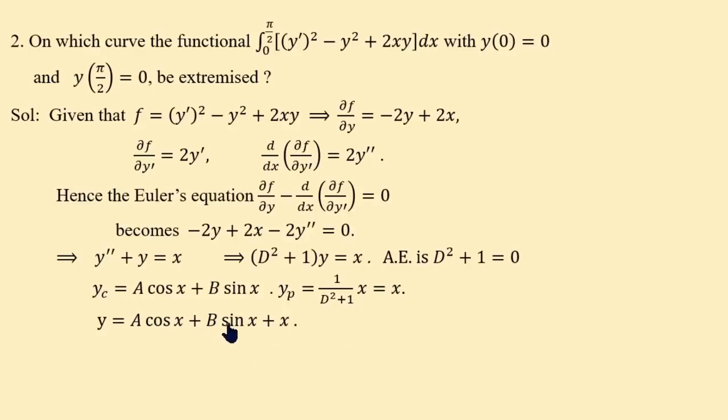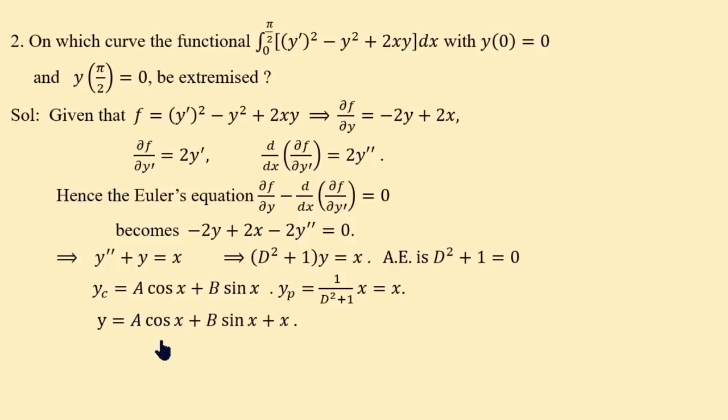To find the a and b values, put x is 0, y is 0. So 0 equals a into 1 plus b into 0. See here, cos 0 is 1 and sin 0 is 0. This part is 0, x is 0. Therefore, a into 1, that is y, is nothing but 0.